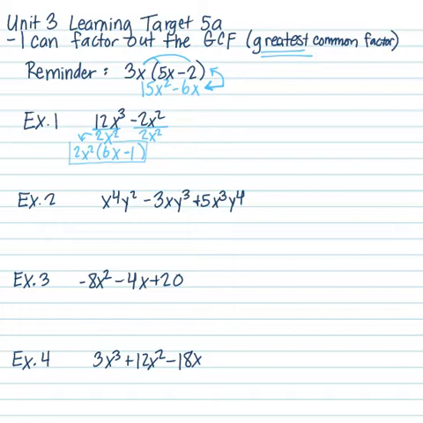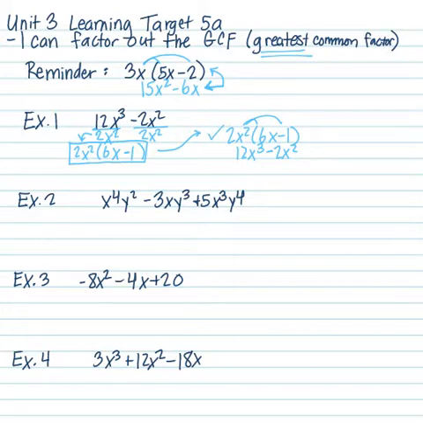The good thing about factoring is you can always check yourself. So if we took 2x squared and multiplied it by 6x minus 1, we would distribute to get 12x to the third minus 2x squared. And that's what we originally started with, so we know we did it right.